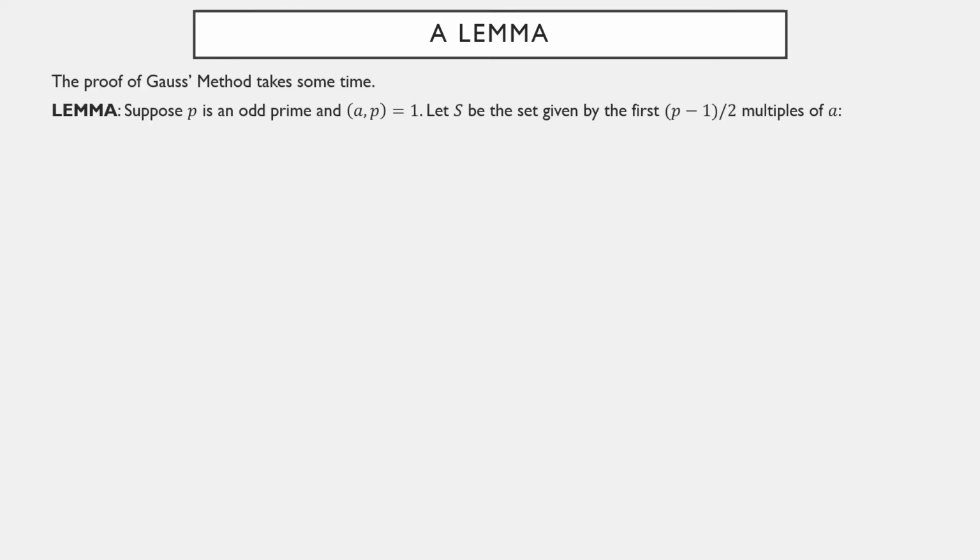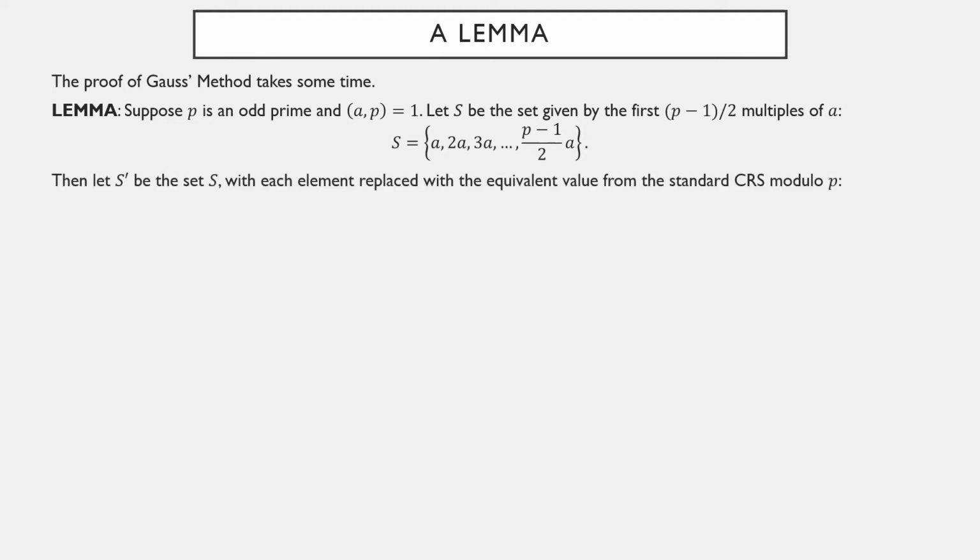Okay, now we're going to proceed to proving that Gauss's method works. It's going to take some time. We start off with what we call a lemma, a preliminary result. Suppose p is an odd prime, and it's relatively prime to a. Let S be the set given by the first (p minus 1)/2 multiples of a. So a times 1, a times 2, up to a times (p minus 1)/2. So here's just a set of values.